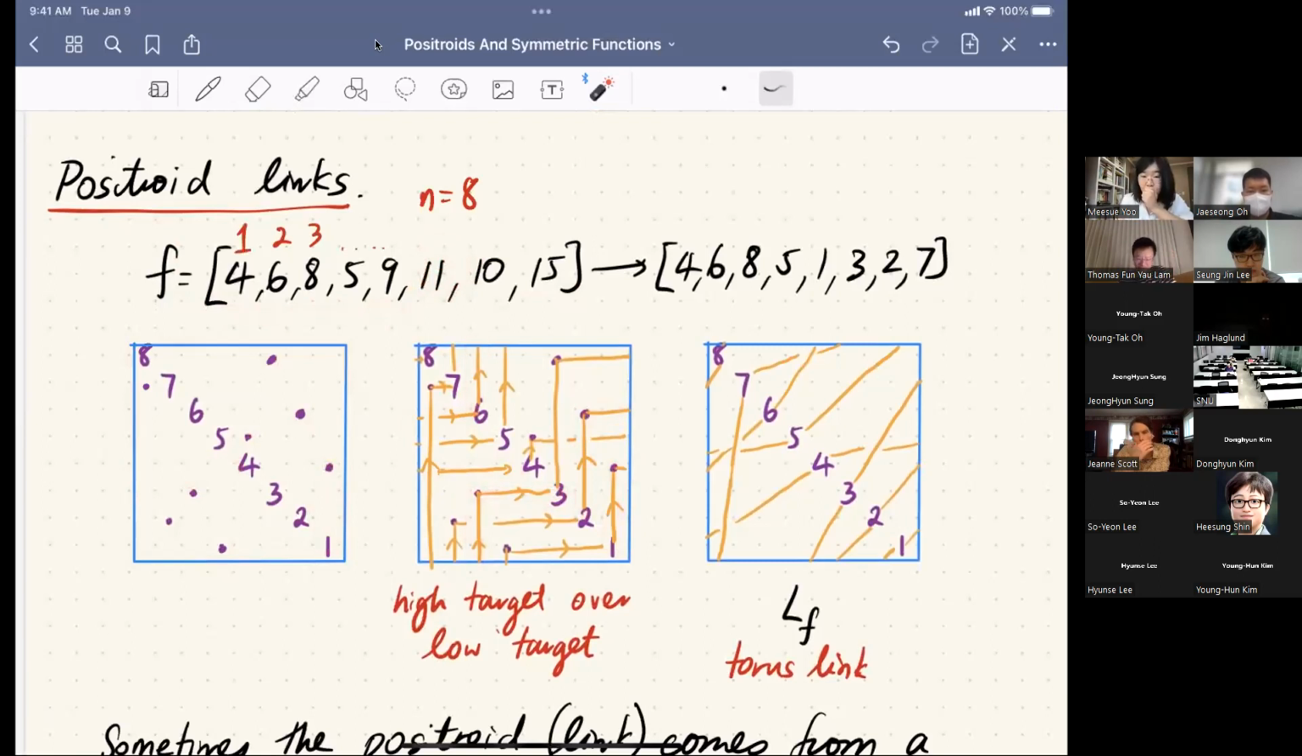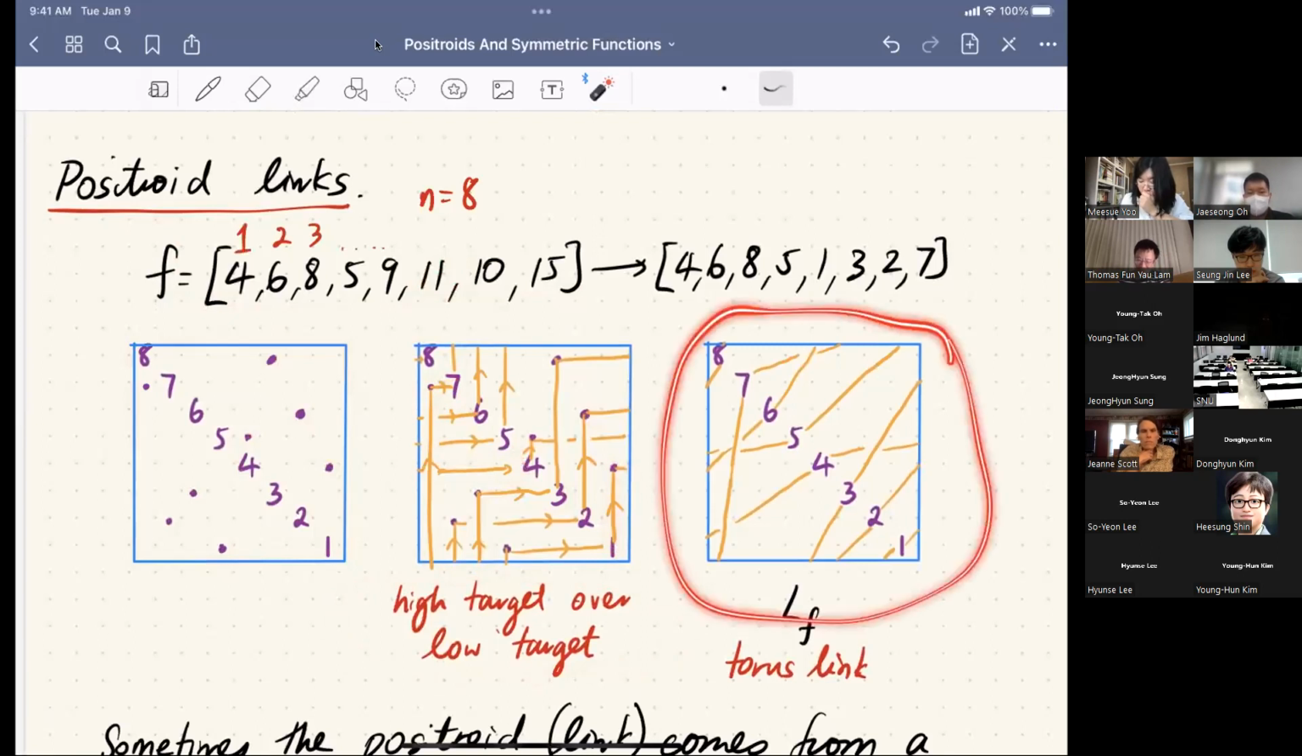The other rule is how do you know which strand goes over another strand? There are going to be some crossings, and to describe a knot you have to say whether the strand is an overcrossing or an undercrossing. To decide, one rule that you can use is that the high target is over the low target. For example, 1 goes to 4, the target is 4, while 8 goes to 7, the target is 7, so it goes over this strand.